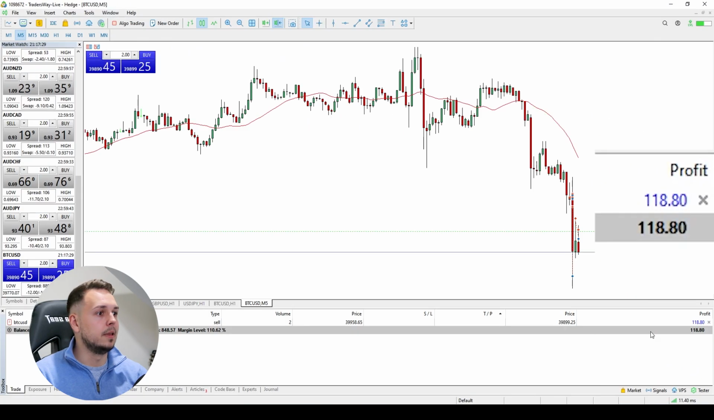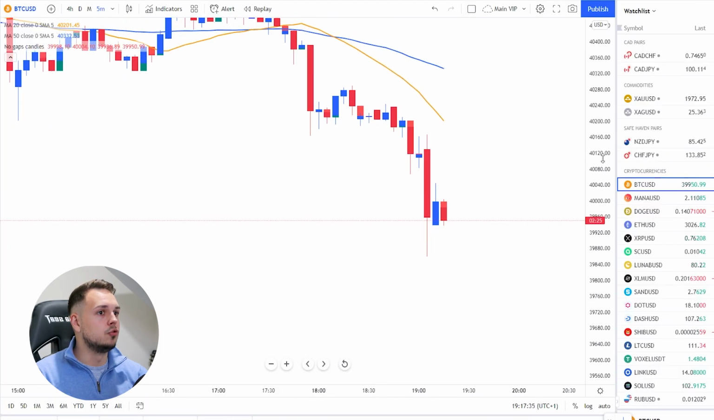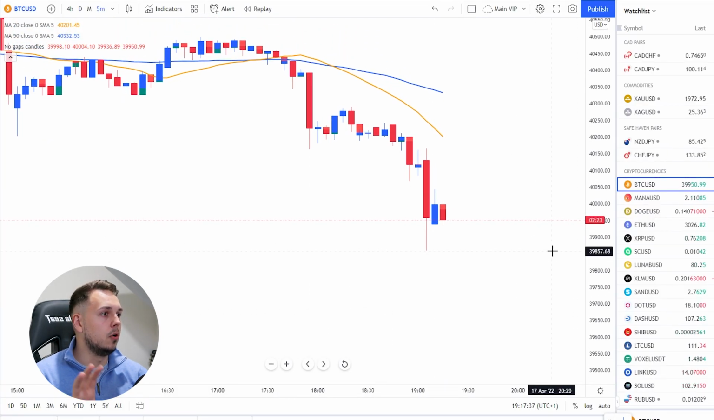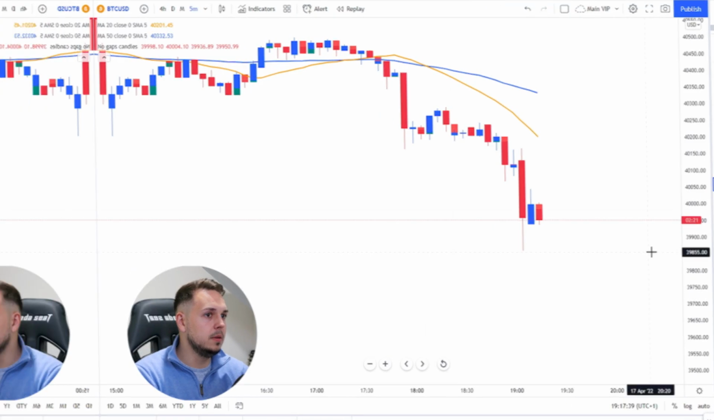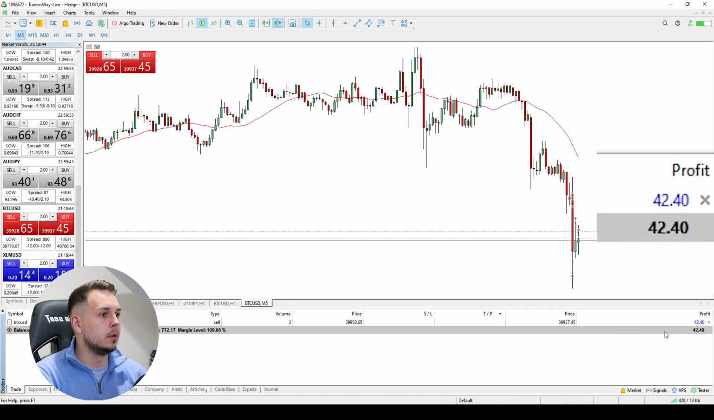2 minutes left. Let's take a look. Another $100 profit, which is nice. I believe it's gonna drop down a little more, so I'm just gonna hold on to this pair at the moment. So Bitcoin at the moment pulling back a little bit. I still have this trade open, $40 in profit.